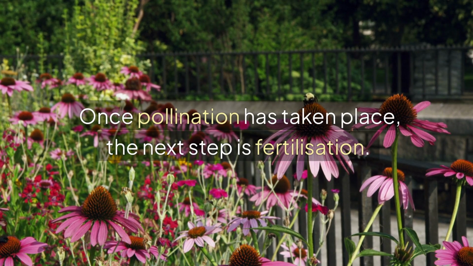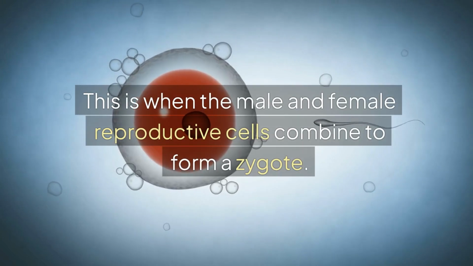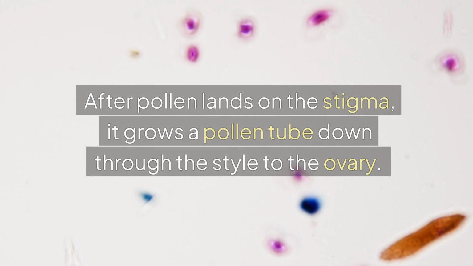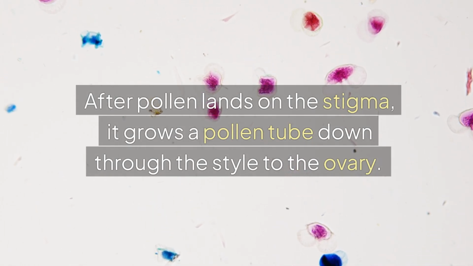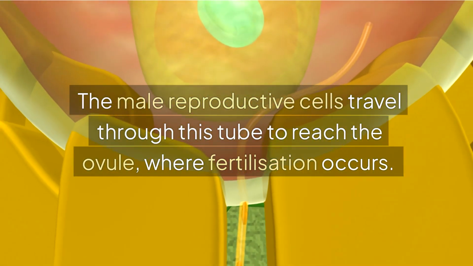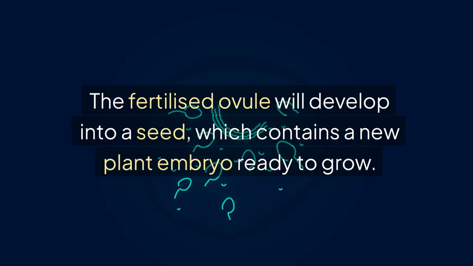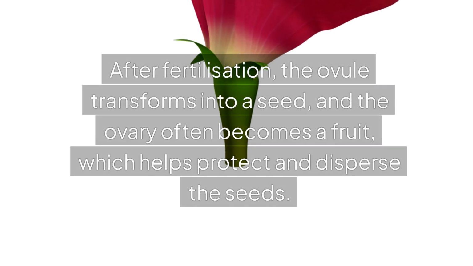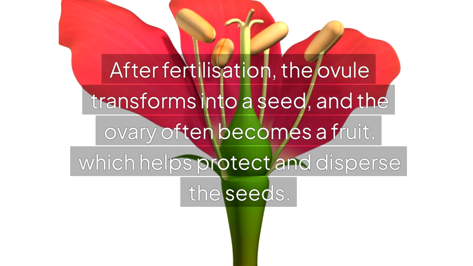Once pollination has taken place, the next step is fertilization. This is when the male and female reproductive cells combine to form a zygote. After pollen lands on the stigma, it grows a pollen tube down through the style to the ovary. The male reproductive cells travel through this tube to reach the ovule, where fertilization occurs. The fertilized ovule will develop into a seed, which contains a new plant embryo ready to grow. After fertilization, the ovule transforms into a seed, and the ovary often becomes a fruit, which helps protect and disperse the seeds.